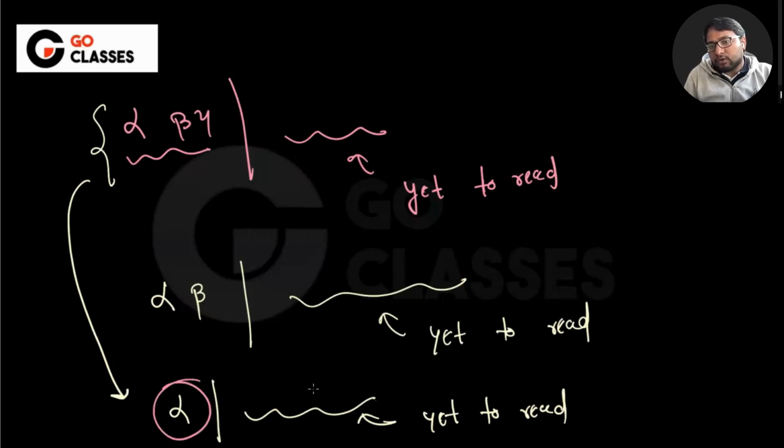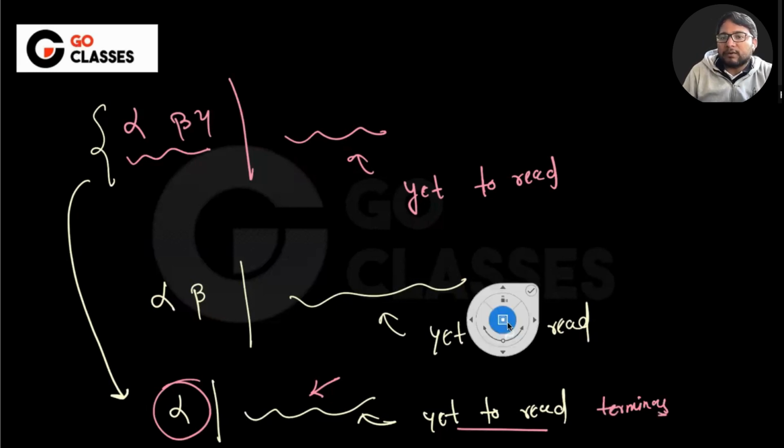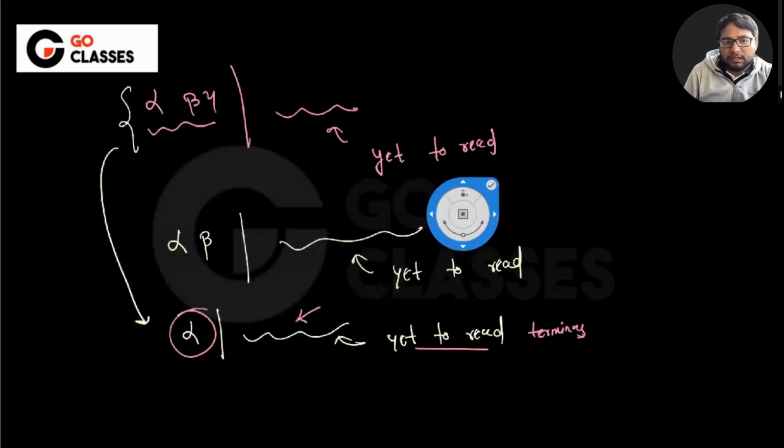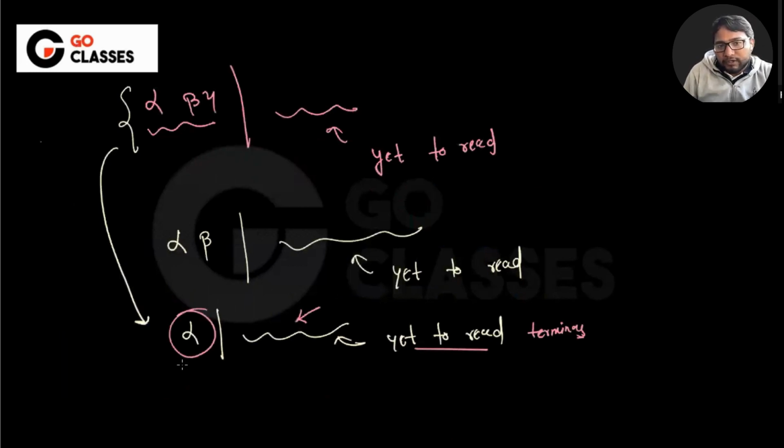Now if this is yet to read, tell me, will this be terminals or non-terminals? See, if this is yet to read, then this is terminals only, right? So what I'm saying here is that if alpha is a viable prefix, you can always append terminals, which means alpha and some terminals. This whole thing is a right sentential form, right?